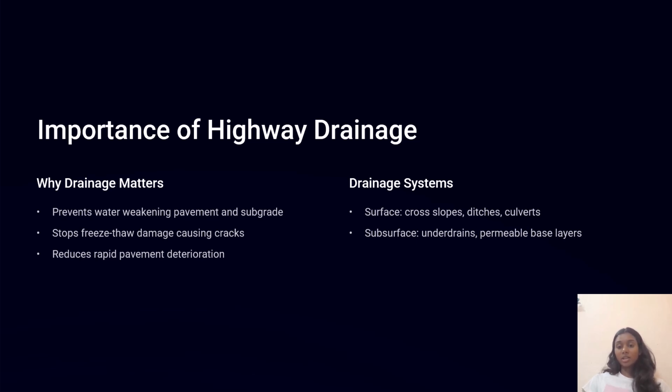Now, what are the drainage systems? There are surface and subsurface systems. The surface system consists of cross-road ditches, and we also construct culverts. And in the subsurface system, there are underdrains and permeable base layers.